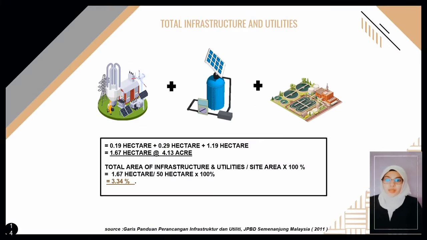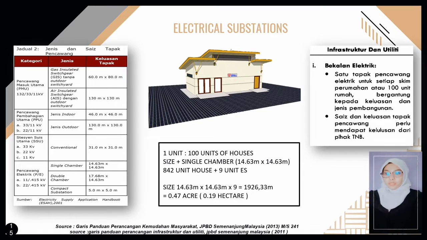We continue the slide with the total infrastructure and utilities: ES plus WT plus STP, 0.19 hectare ES plus 0.29 hectare WT plus 1.19 hectare STP, so we get the total area of infrastructure and utilities of 3.34%. Electrical substation: 1 unit per 100 units of houses. We choose a single chamber size, and we have 842 units of houses, so we have 9 units of ES. The total area of ES is 0.19 hectare.